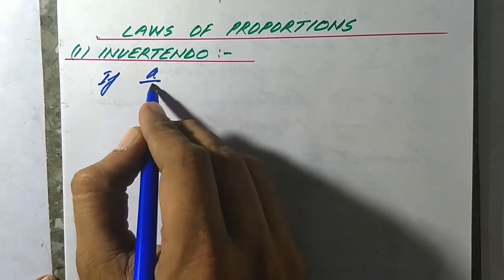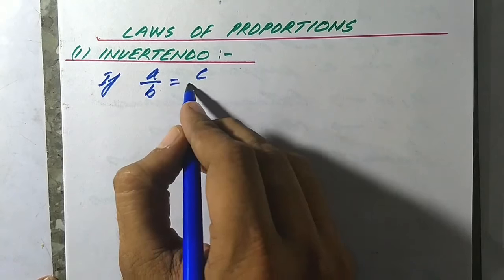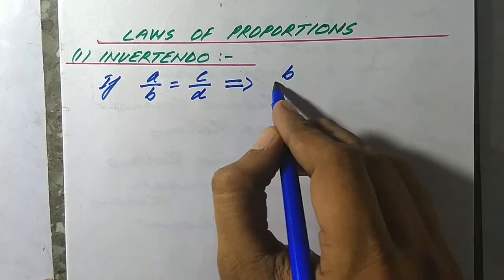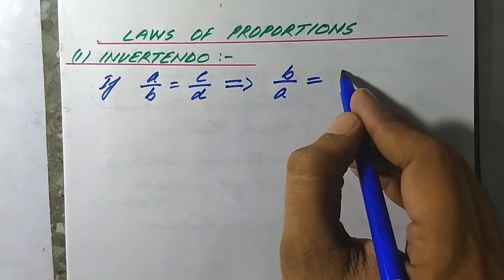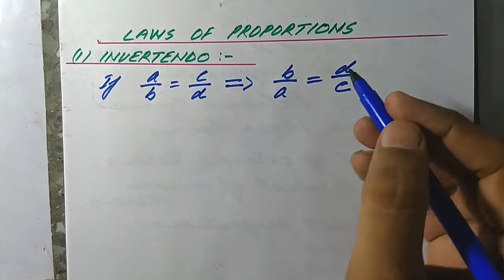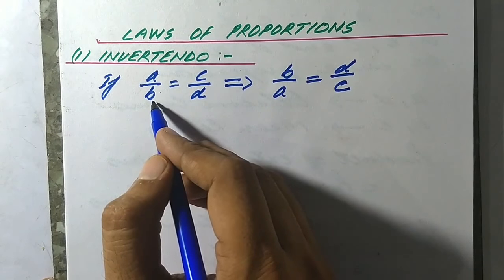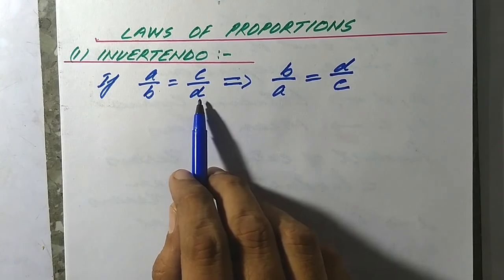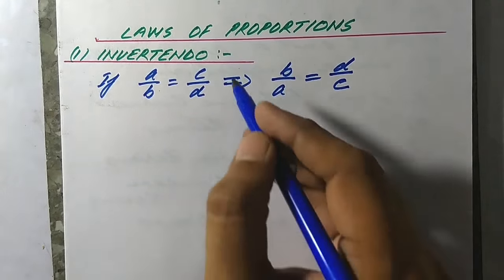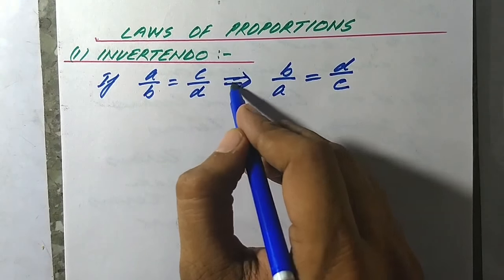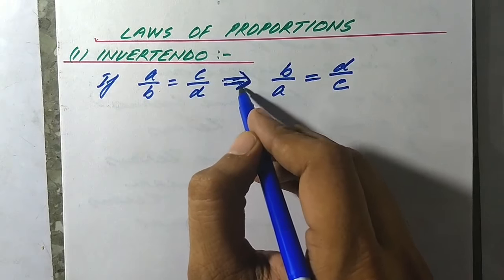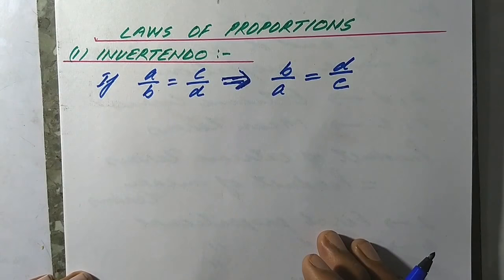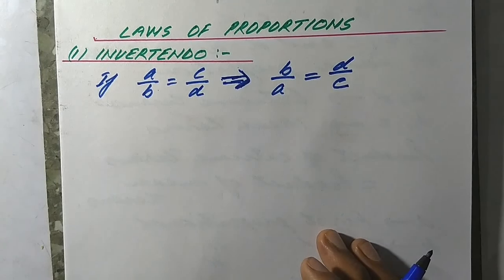If A upon B is equal to C upon D, it implies that B upon A is equal to D upon C. That is, if A upon B is equal to C upon D, then if we take the reciprocals of both the sides, the numbers remain in proportion. So B upon A is equal to D upon C. This law is called invertendo.